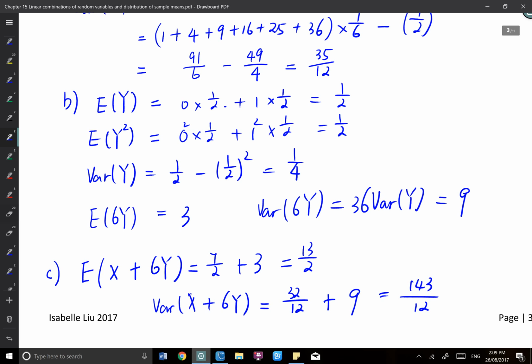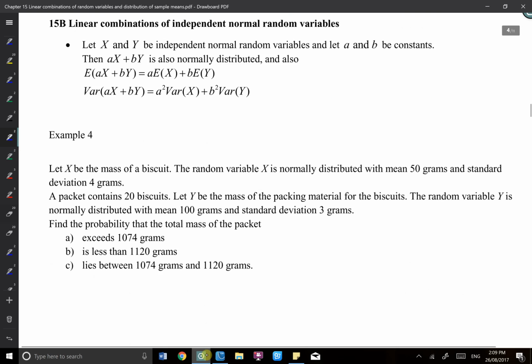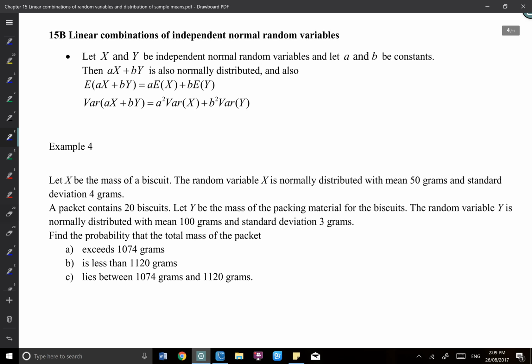All good so far? Okay, we may have one nice one, and then we'll go to the terrible part. Yep. Okay, 15b.